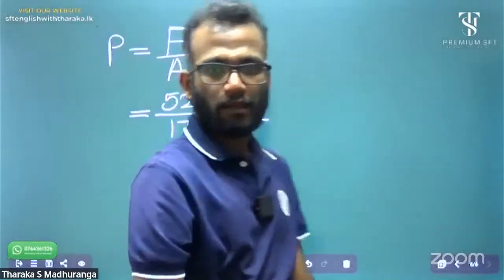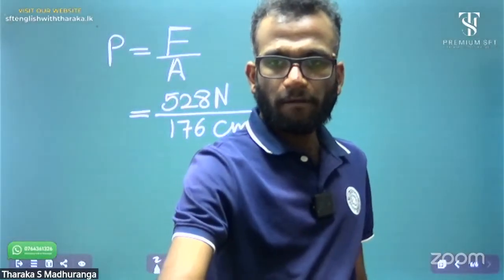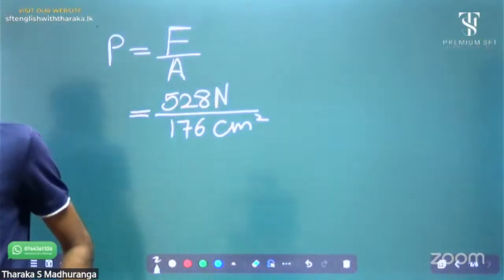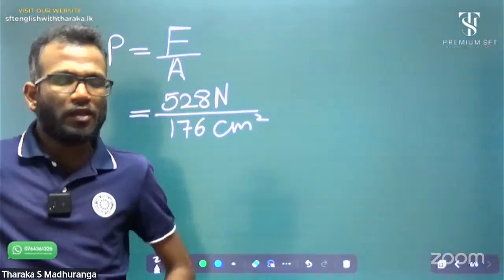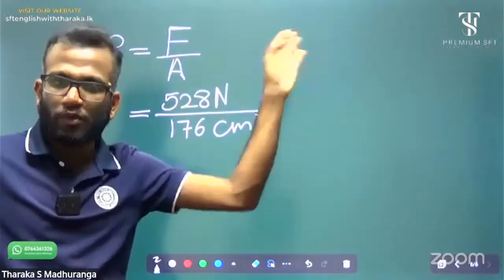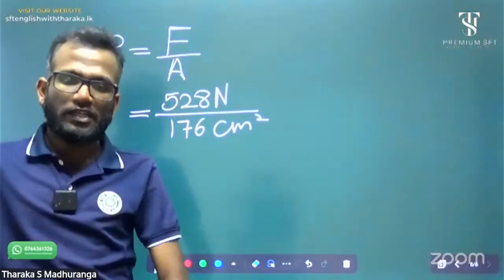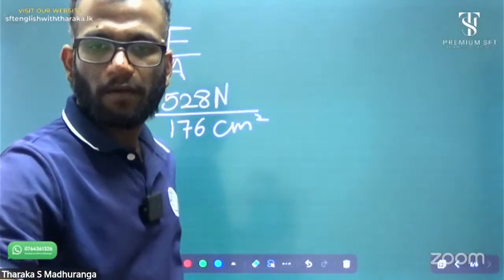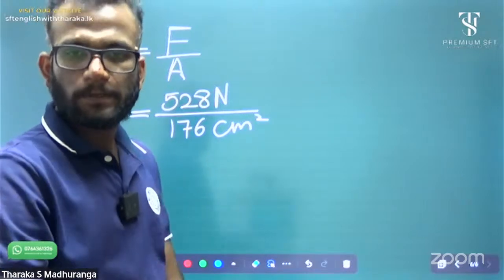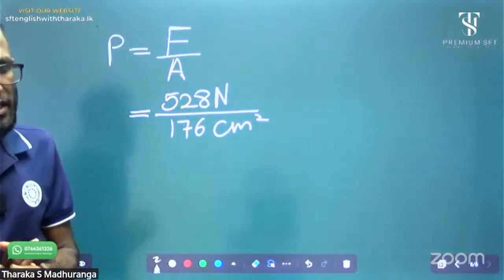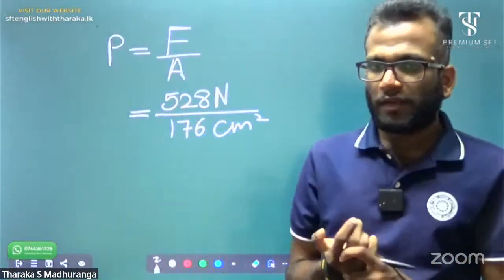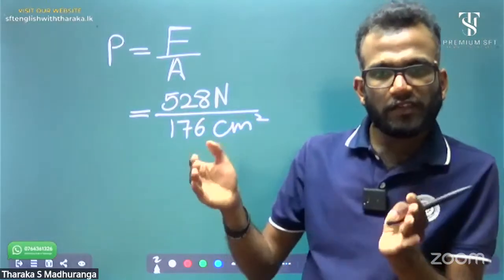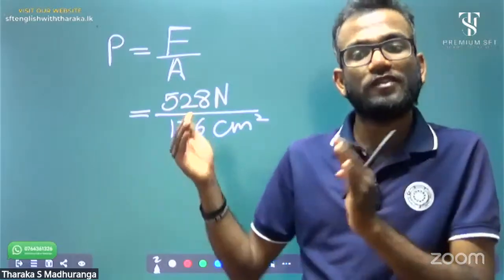Sarmia, do you remember? How do we convert square centimeters into square meters? Now, weight is easy, mg, weight equals mass into gravitational acceleration. The gravitational acceleration value is 10. No, multiply by 1000, no. Wrong. Why multiply? I want to convert 176 square centimeter into square meter.